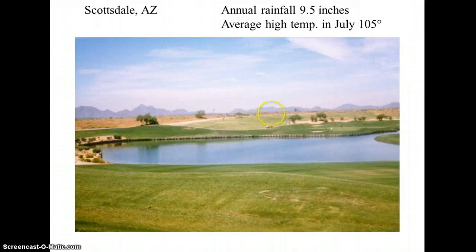To have a golf course out in the middle of the desert in Scottsdale, Arizona, where again you get less than 10 inches of rain a year, and in the summertime you routinely have temperatures well over 100 degrees. That artificial pond there is going to be losing a lot of water in the summertime and throughout the year for that matter because of evaporation.